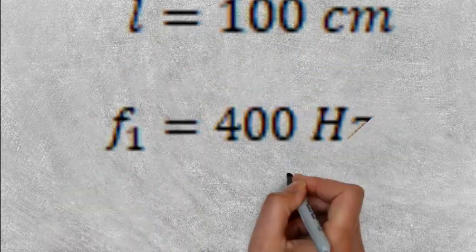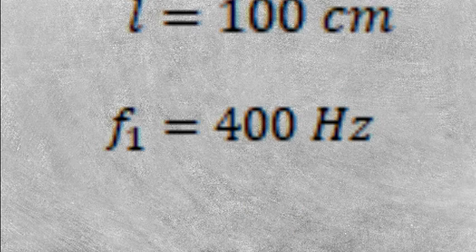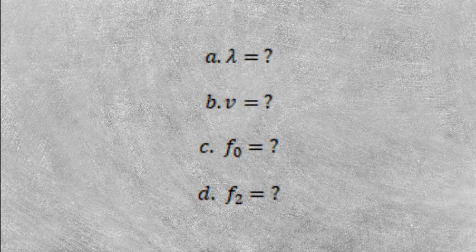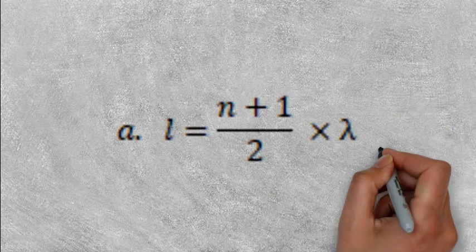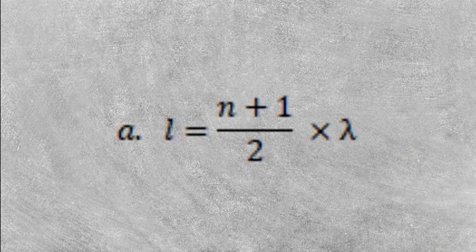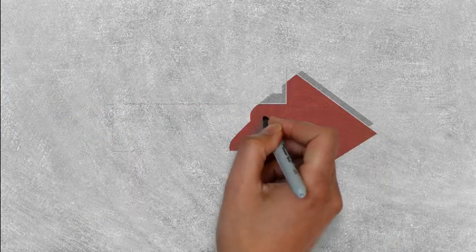That we know about the length of the string is 100 centimeters, and the frequency of the first harmonic is 400 Hz. What is asked about? A. Wavelength. B. Wave velocity. C. Frequency of the fundamental harmonic. D. Frequency of the second harmonic. For the first, we can count the wavelength, using this formula.